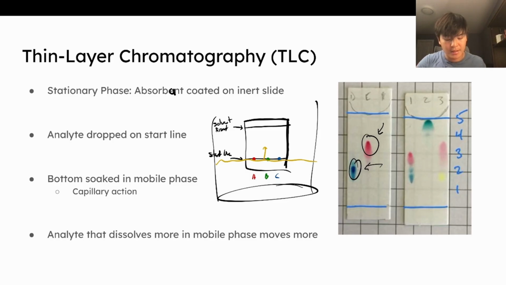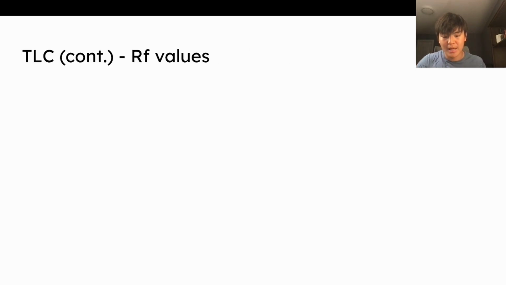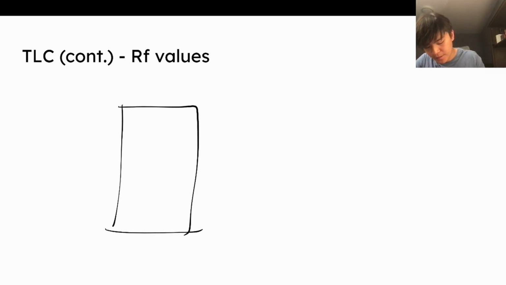That's basically TLC. And I also want to talk about calculating what we call RF values for TLC. Imagine we have this little thing, right? This is our sheet. Start line, solvent front, and we have protein A, B, and C.